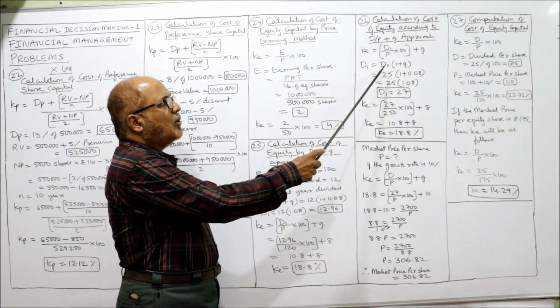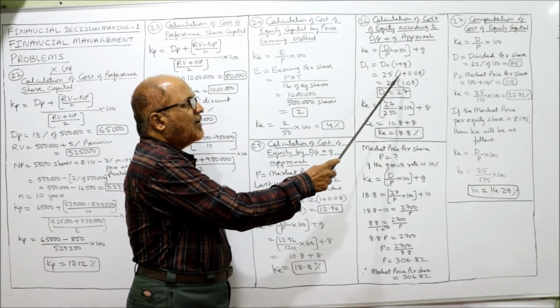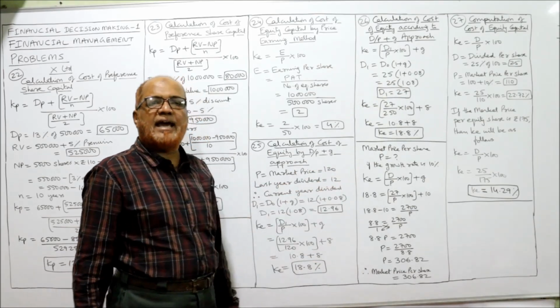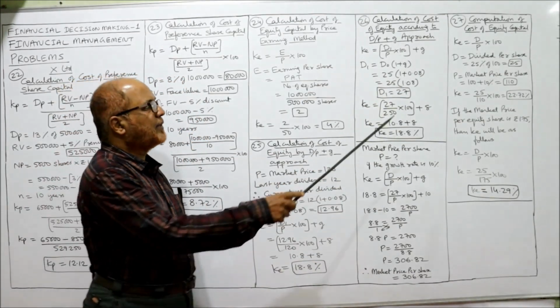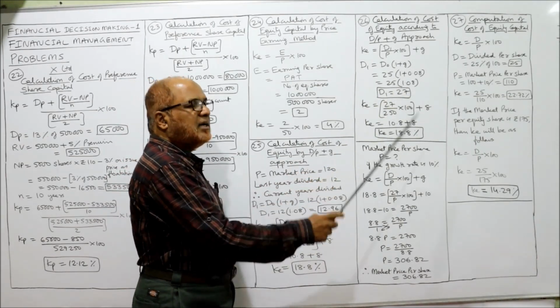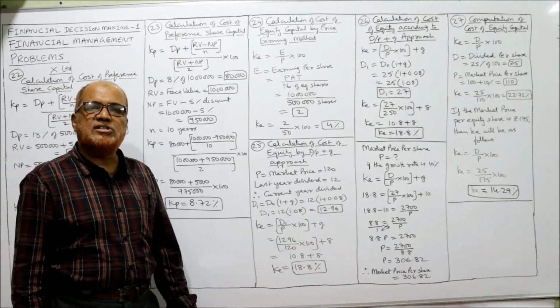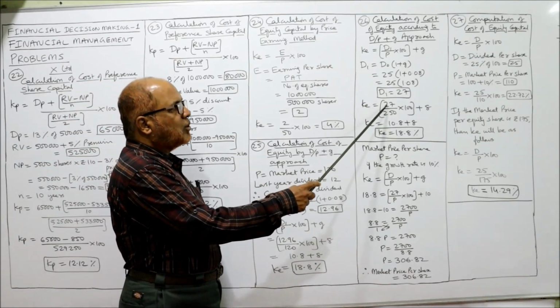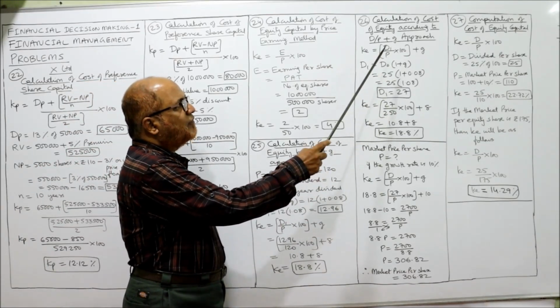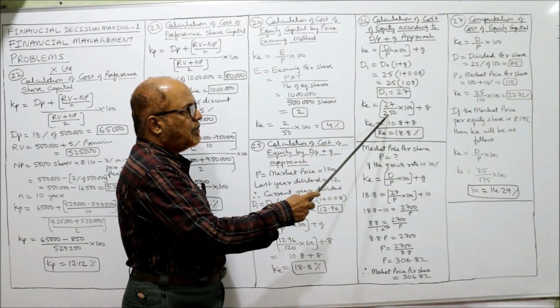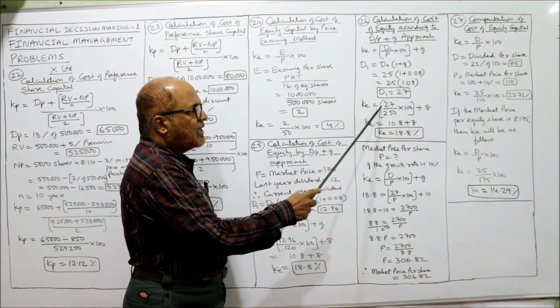So D1 is equal to D0 into 1 plus g. So 25 into 1 plus 0.08, that is 8%, 8 by 100. So 1.08. So 27 rupees is the current year's dividend. Now we substitute. K is equal to D1, 27, divided by 250, the market price per share given in the problem, into 100. This will give you a percentage.